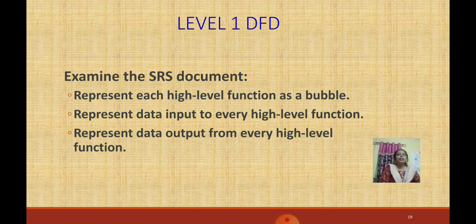Then level 1 DFD. Examine the SRS document. Represent each high level function as a bubble. Represent data input to every high level function. Represent data output from every high level function. Means the level 1 diagram represents all the functions that are written in the SRS document, and for each function, what data is needed as input and what will be the output of that function is represented in the level 1 DFD.